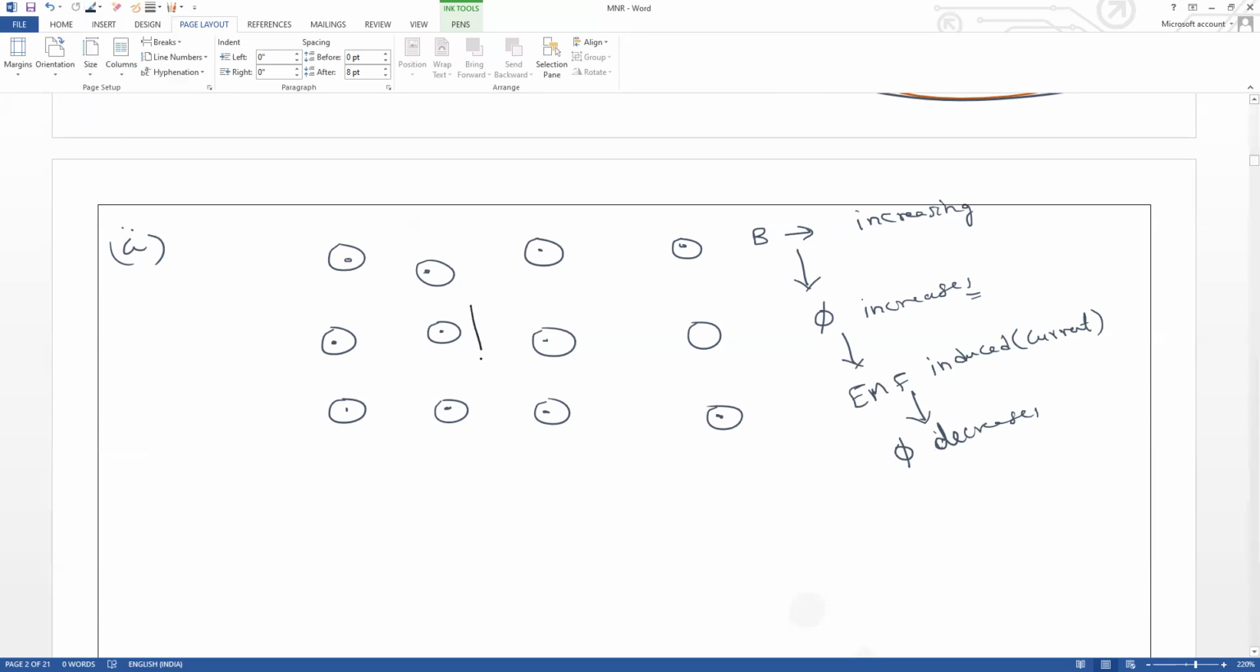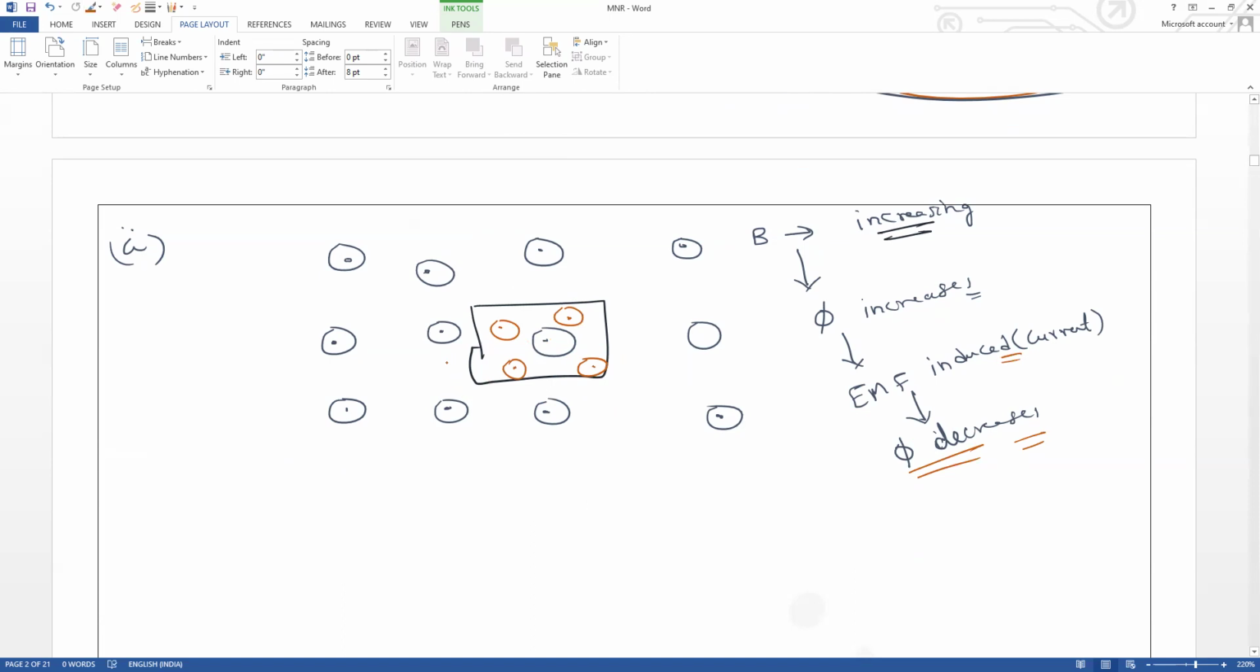Now imagine I have kept a rectangular coil. The magnetic field is increasing, so definitely the magnetic flux also increases. Magnetic flux means the number of field lines passing through it increases. But once the current is induced, magnetic flux is again going to decrease. Now apply your right hand rule and tell me: induced current, clockwise or anti-clockwise? You tell, then I will assess.